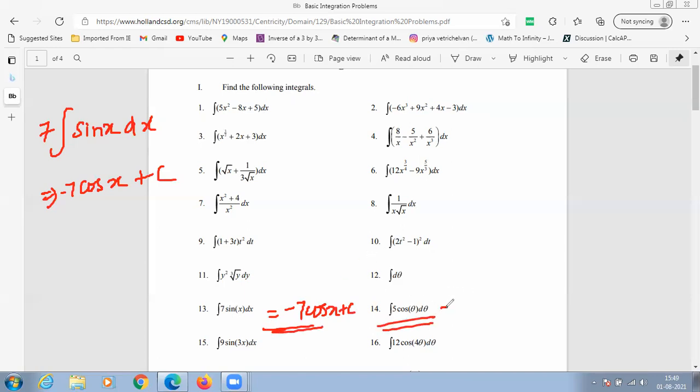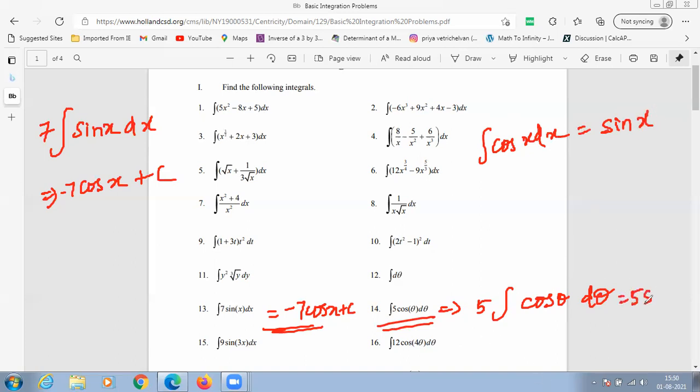And for this question, it's 5 cos theta d theta. You're integrating with respect to theta. 5 is in multiplication. You can take that out. 5 times cos theta d theta. So integral cos theta. Integral cos x dx will give you the result as sin x. So here you have 5 sin theta.